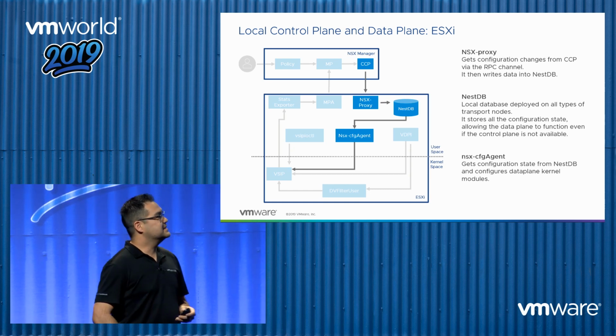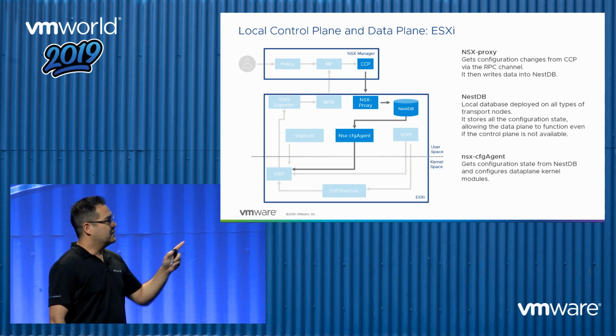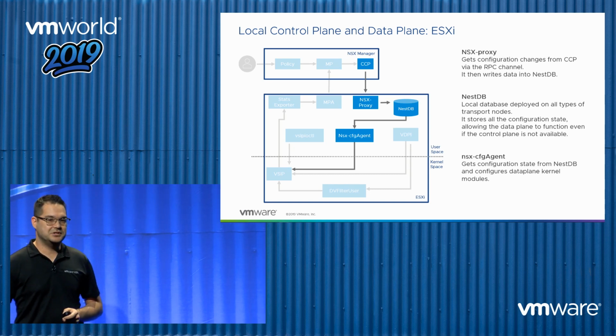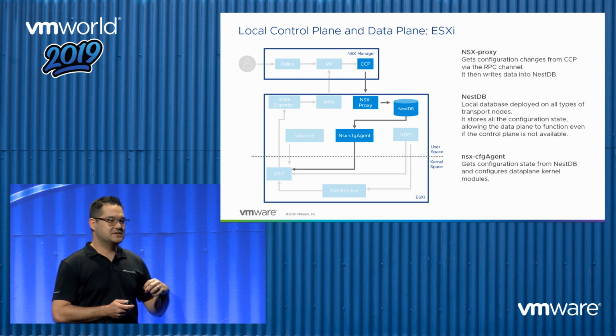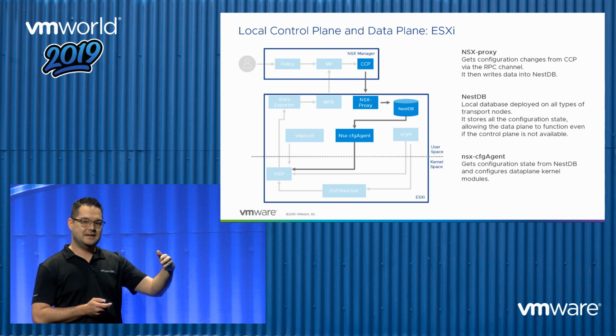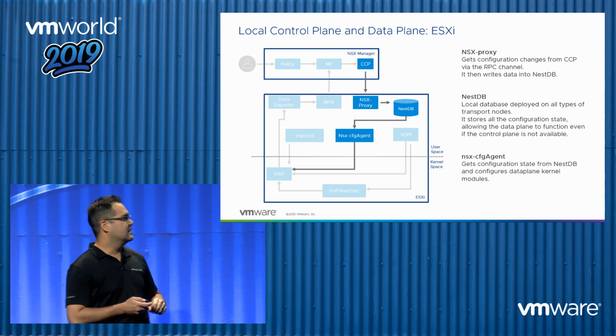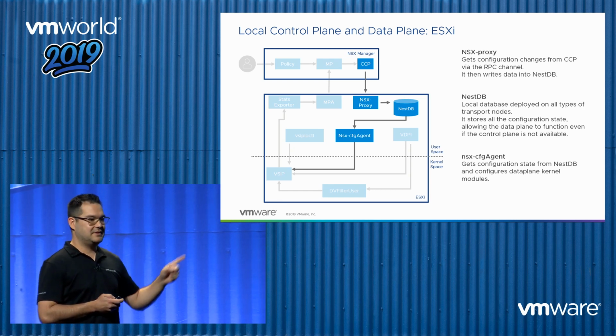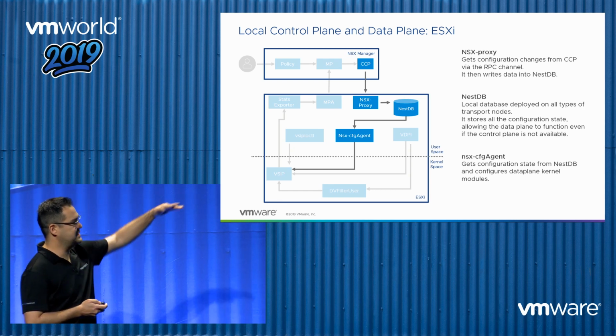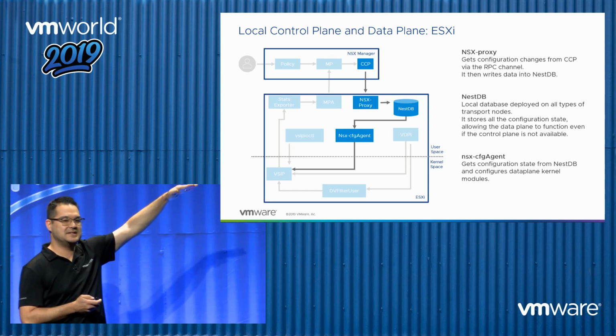Once the data is persisted into the NestDB, we have a process called the NSX config agent. The config agent is responsible for looking for those updates in NestDB and taking that configuration and programming the data path modules in the kernel. And you'll see it sits above that line there, so it sits in user space.